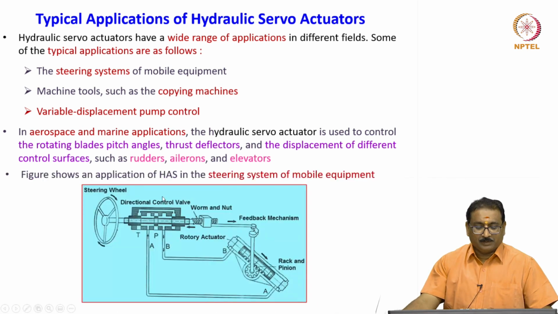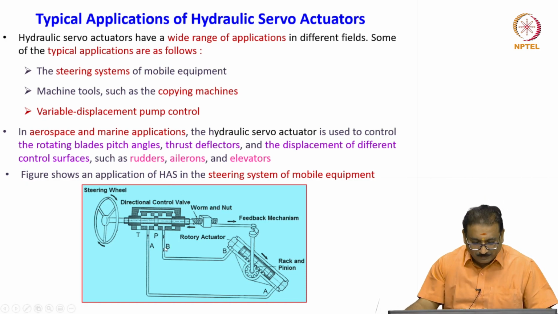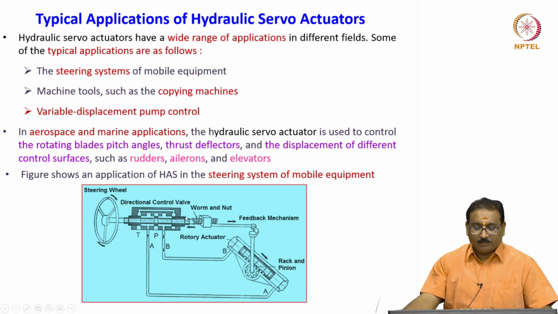The figure shows an application of HSA in the steering system of a mobile equipment. Here it consists of a directional control valve which has a valve body with a P port, A port, B port and a tank port, correct? And then this spool valve is connected at one side to the steering wheel and on the other side to a worm and nut mechanism. Then it is connected to the feedback mechanism.